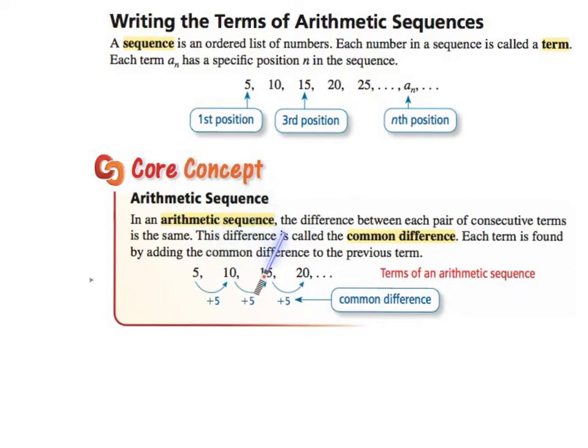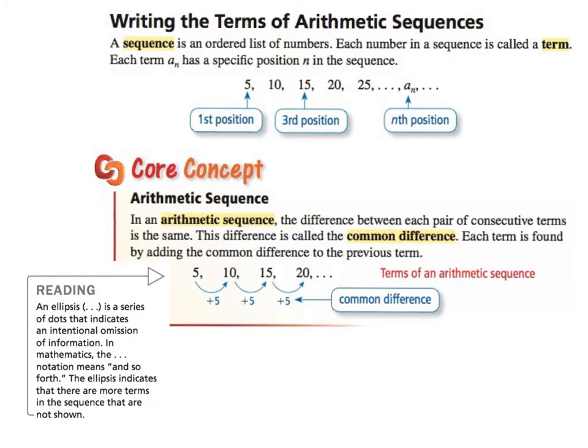If you don't have that common difference, it's not an arithmetic sequence. So that difference is called the common difference. Each term is found by adding the common difference to the previous term. Now the common difference can also be negative, which is basically subtracting each time. So you could add a negative 5, add a negative 5, add a negative 5 to each term.